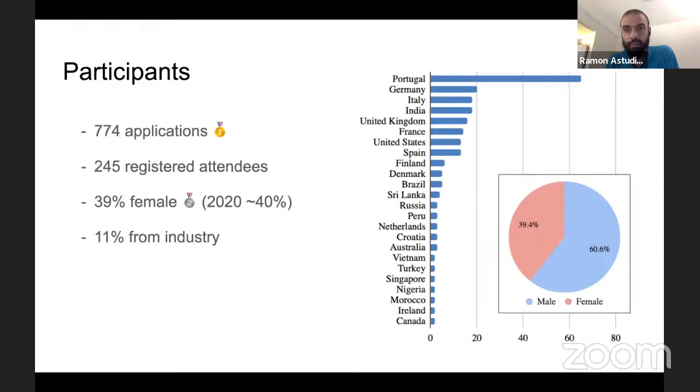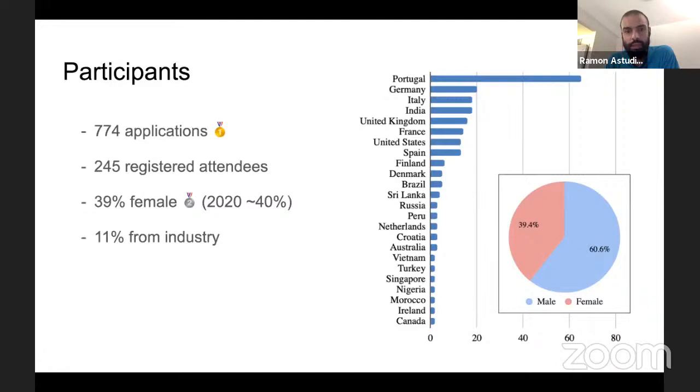We're at 40%, and I think that the real objective is 50%. And I think we will manage to achieve this at some point. We also always keep checks on industry versus academia, and we normally accept a small amount of people from the industry. This year it was 11%. Maybe that has to be a bit up, but it's more or less in line with other years.